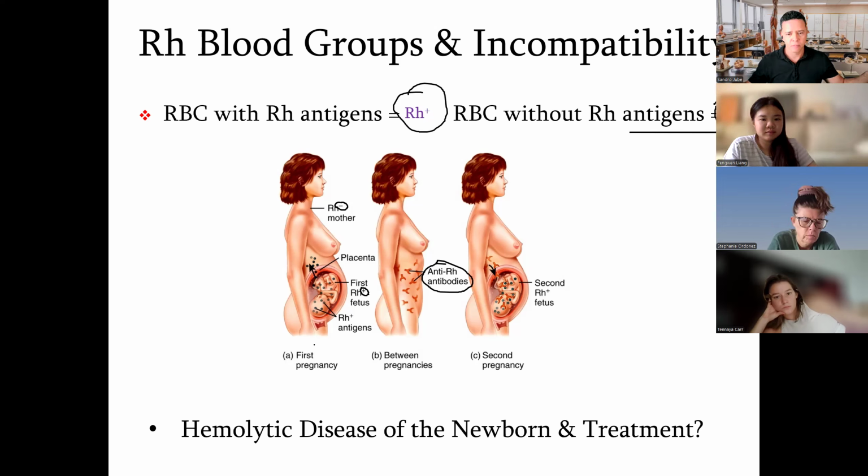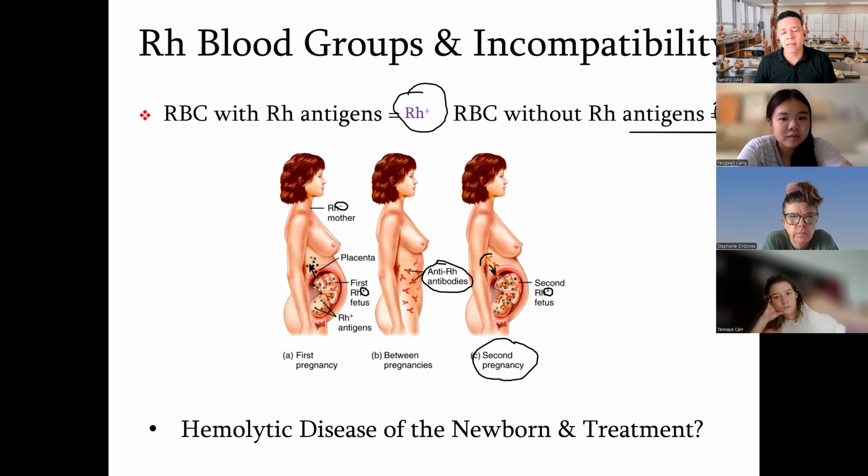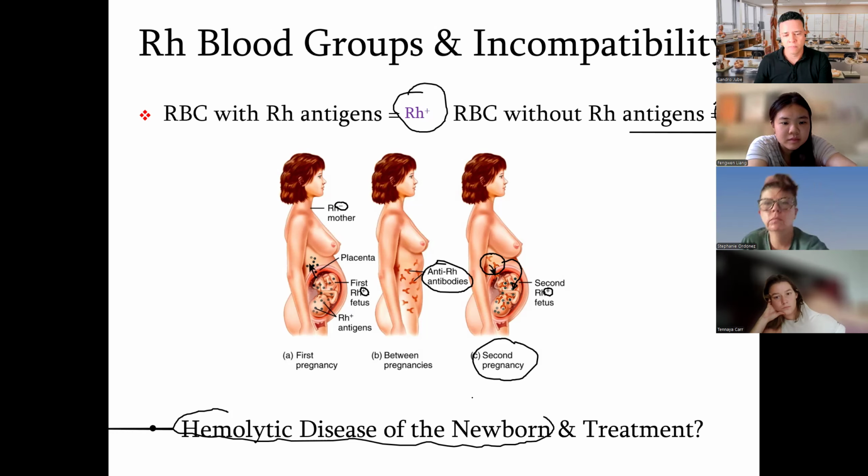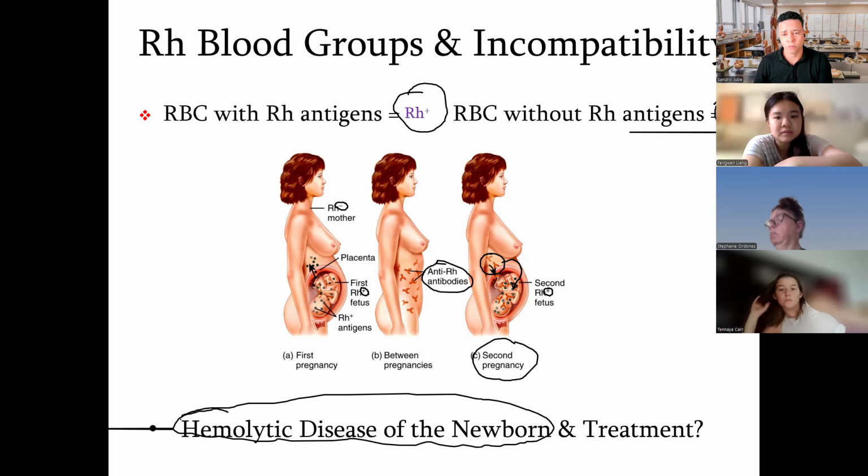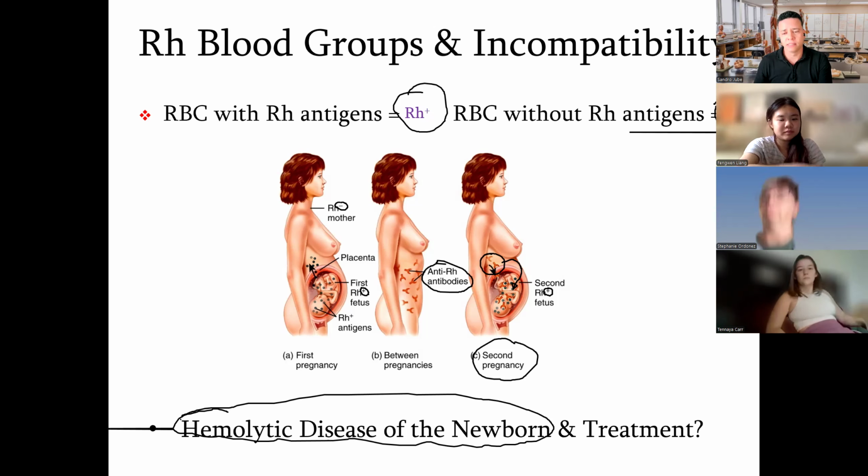Let's say she gets pregnant the second time, and again, the fetus is Rh positive. Now, this will be an issue, not for the mother, but for the fetus. Why is it an issue? The issue now is that the mom is carrying anti-Rh antibodies. And the antibody is going to find the Rh antigen on the red blood cells of the fetus and will destroy the red blood cells of the fetus, causing what we call hemolytic disease of the newborn. And this baby could die in the womb due to this hemolytic disease. Okay?